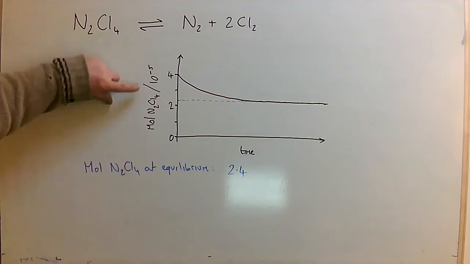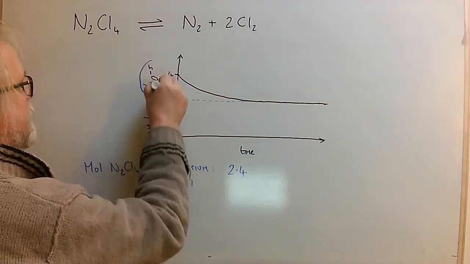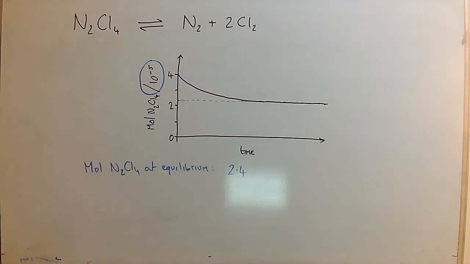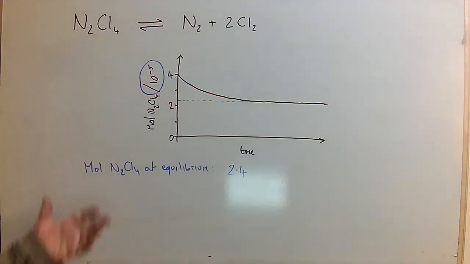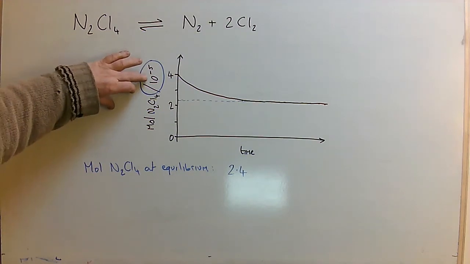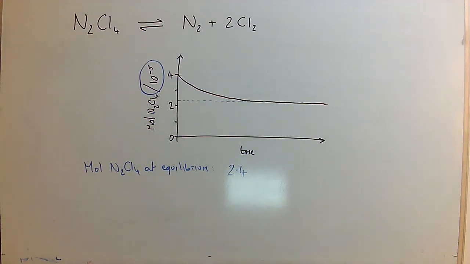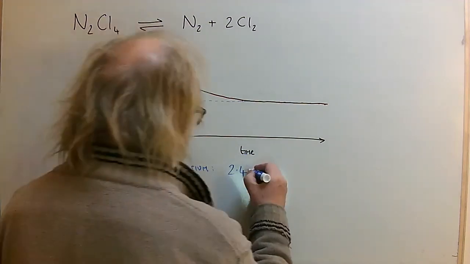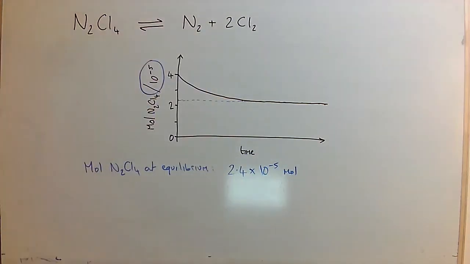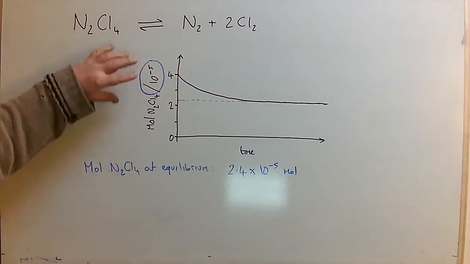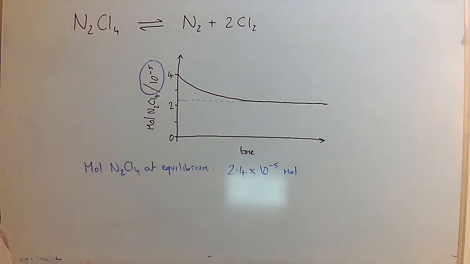But what you've got to really be careful to notice is that, so always look carefully at the labels of the axes, because it's very common that the numbers will have been divided by some power of 10, and these have been divided by 10 to the -5. So that means that the actual concentration, or rather the actual number of moles at equilibrium, is 2.4 times 10 to the -5. Okay, so whatever factor they've been divided by, you have to then multiply by that number to get back to the original number. So that's the moles of N2Cl4 at equilibrium.